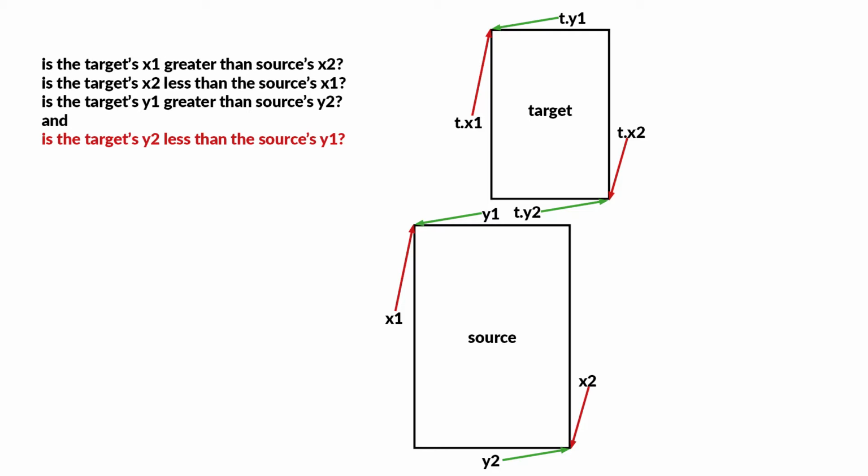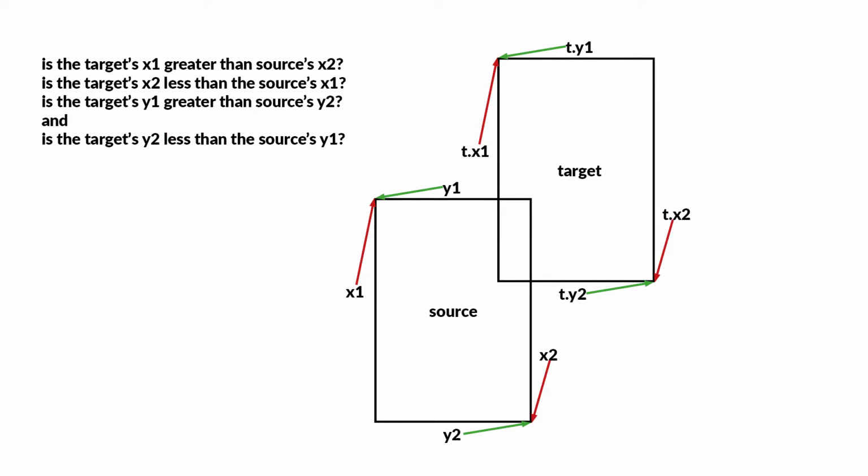Let's now have a look at an example where the rectangles have actually collided and see what comes out when we ask the same questions. Remember, just one needs to be true to prove a miss, but all need to be false to prove a collision. Right, so here we go again. Is the target's x1 greater than the source's x2? False. Is the target's x2 less than the source's x1? False. Is the target's y1 greater than the source's y2? False. And is the target's y2 less than the source's y1? Also false. So that means there is a collision.